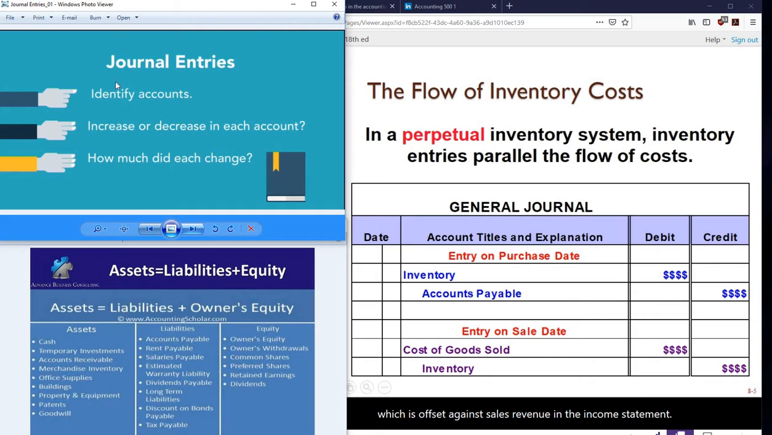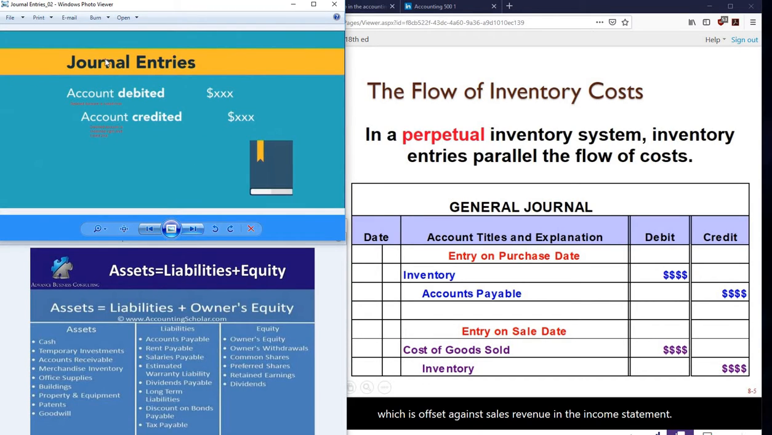Let me get to it. Identify the accounts. Increase or decrease in each account. How much did it change? Boom, that's it. Now, here, journal entries. And here's the journal entry.